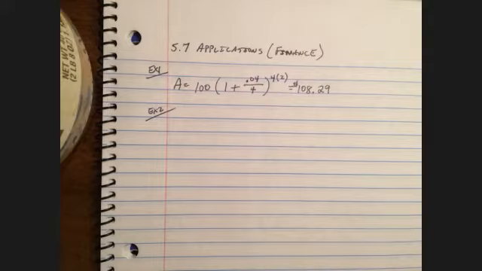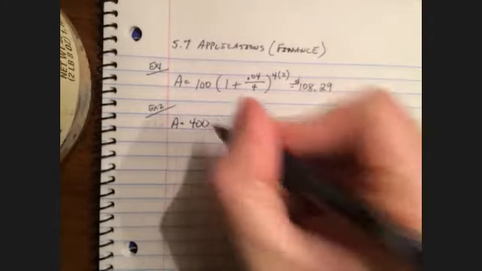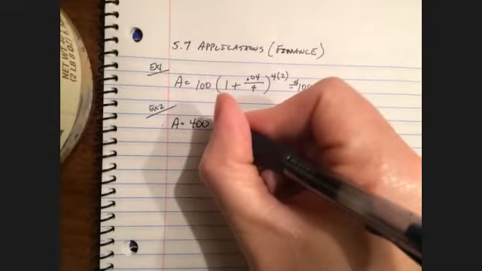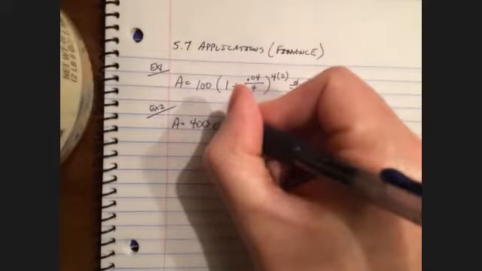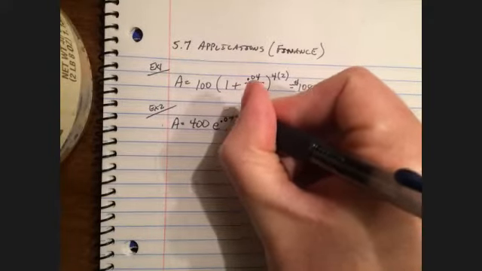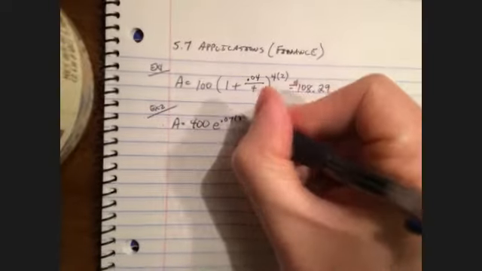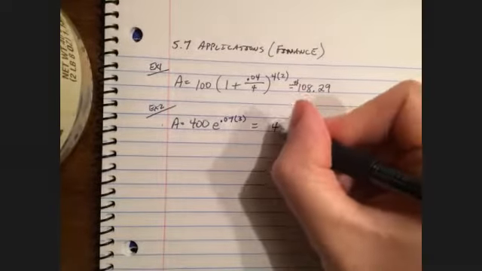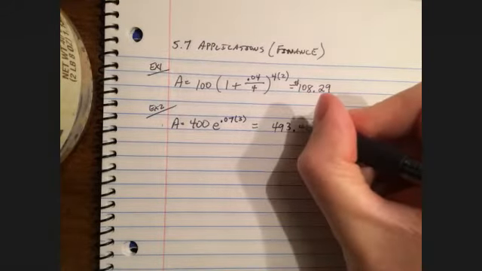But go ahead and using that formula, our principal now is 400. And then it's e to the rt, where r is our rate, which is 7%, so 0.07, times 3 years. Okay, and when we put all that in, it's going to end up being $493.47.